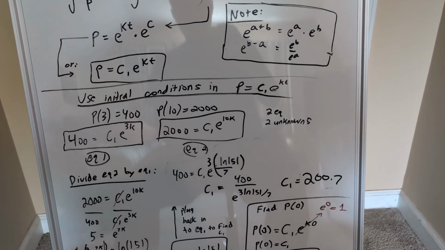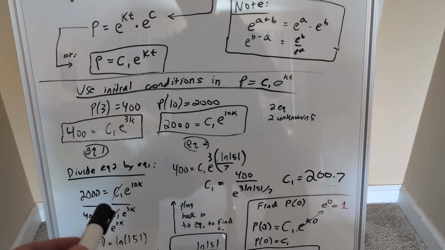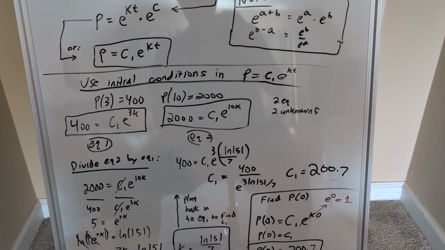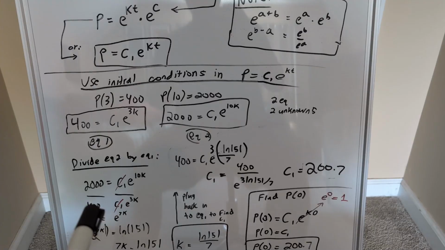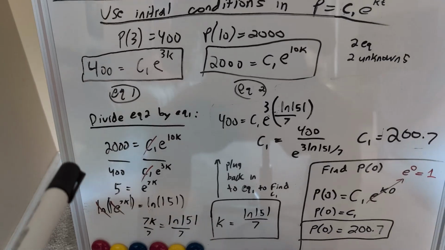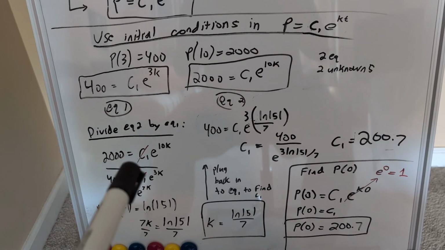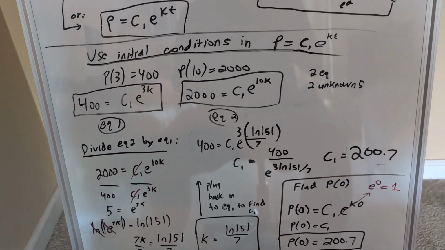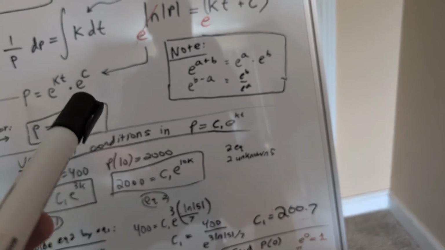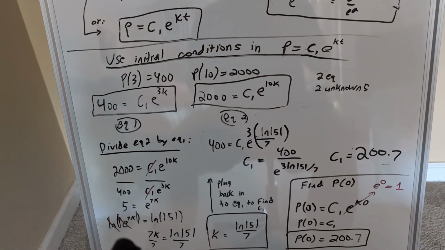I think the easiest way to do this is to divide equation 2 by equation 1, because as you can see, the C1 terms will cancel out nicely, and that means you're left with only one unknown, meaning that you could solve for it. So I simply divided the left side of the equation by the left side and the right side by the right side. Now we are left with 2,000 over 400 equal to 5, and C1's cancel, and we are left with e to the 10K over e to the 3K, and that becomes 7K based on properties of e. If you have e to the b over e to the a, you're left with e to the b minus a. So 10K minus 3K is 7K.